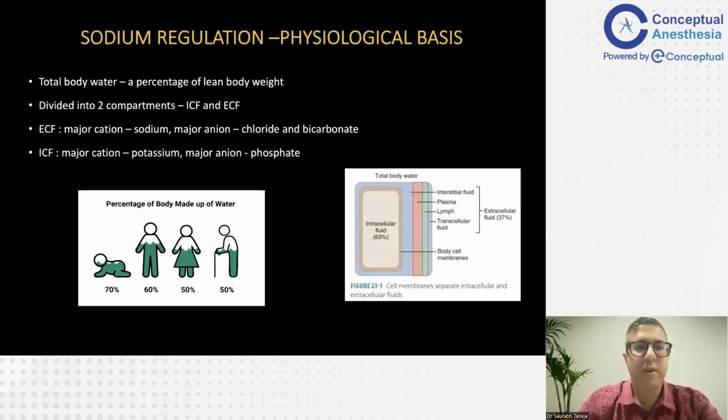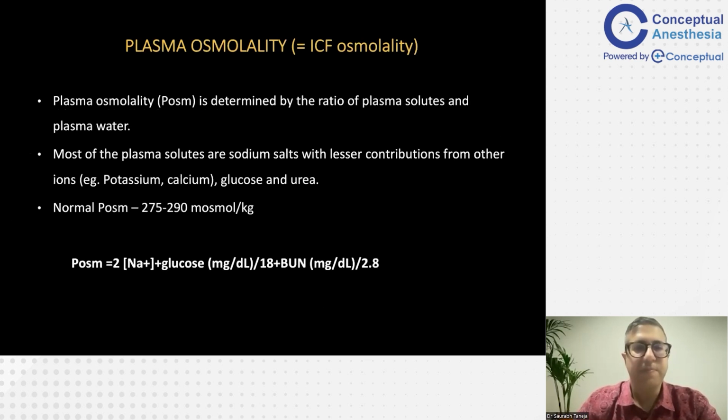Total body water is a percentage of lean body weight. In men and women, we take it as 0.6 and 0.5, and the body water is divided into intracellular fluid and extracellular fluid. We should know the major anions and cations. In extracellular fluid, the major cation is sodium and the major anions are chloride and bicarbonate. Intracellularly, the major cation is potassium and the major anion is phosphate. So sodium is usually present in extracellular fluid, and potassium is an intracellular cation. We should be familiar with this concept.